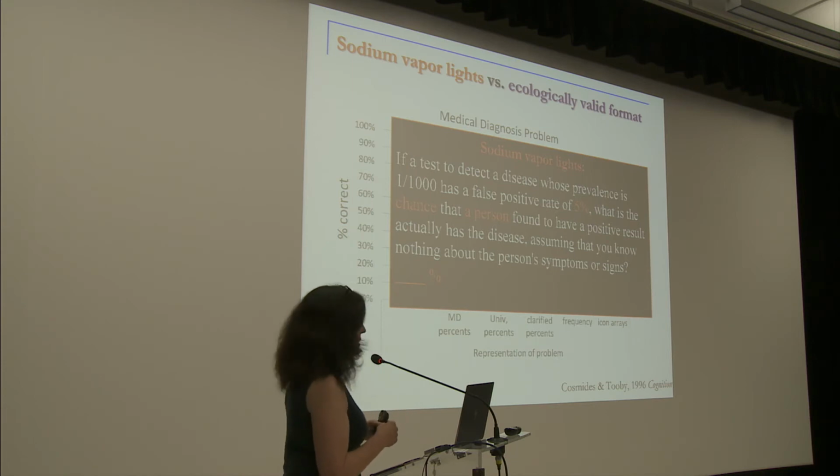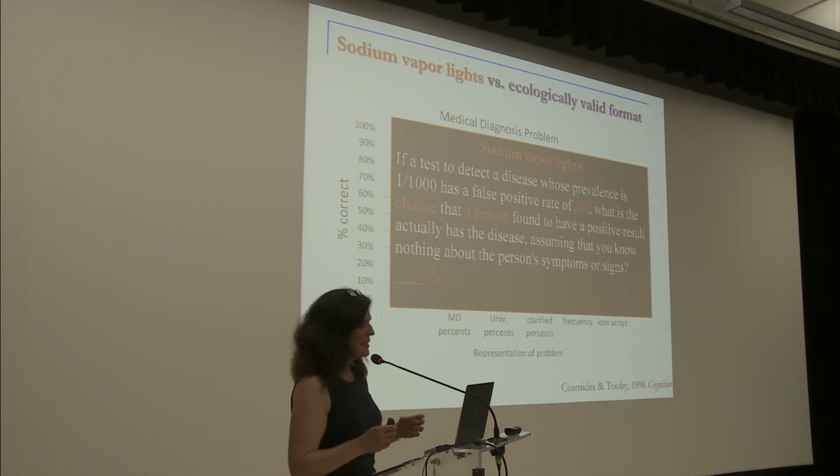The problem is this. If a test to detect a disease whose prevalence is 1 in 1,000 has a false positive rate of 5%, what's the chance that a person found to have a positive result actually has a disease, assuming that you know nothing about the person's symptoms or signs? You would hope that your doctor could tell you the answer to this.